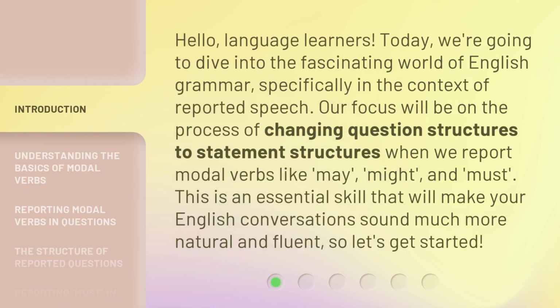Hello, language learners. Today, we're going to dive into the fascinating world of English grammar, specifically in the context of reported speech. Our focus will be on the process of changing question structures to statement structures when we report modal verbs like may, might, and must. This is an essential skill that will make your English conversations sound much more natural and fluent, so let's get started.